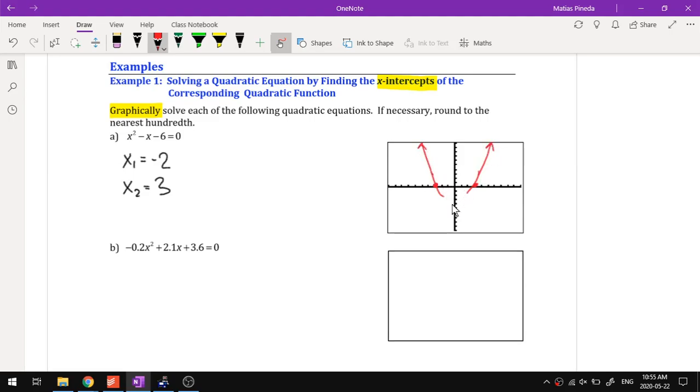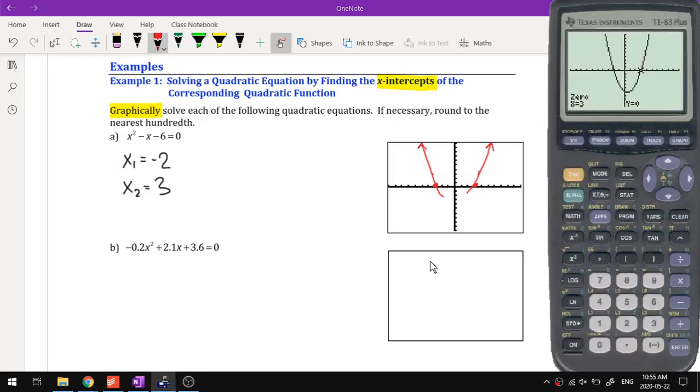Now the question is, how do I join these 2 lines? If I take a look at my graph, what I really would like to know is what is the coordinate down there at the minimum. I can use my calculator to find that coordinate as well. That's called the vertex. So I'm going to go second, trace.